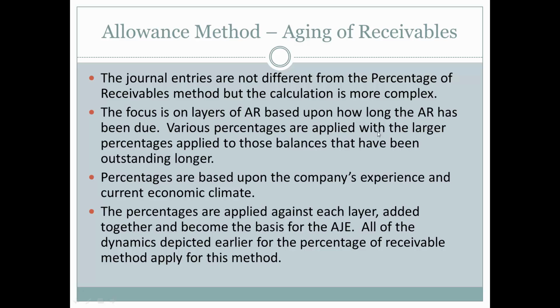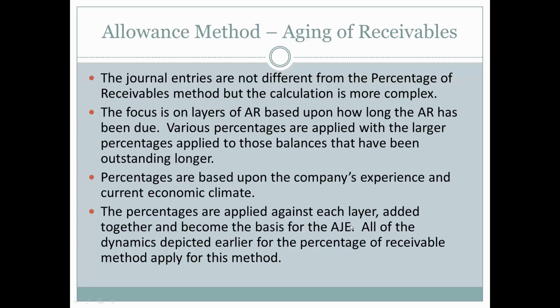Various percentages are applied, with the larger percentages applied to those balances which have been outstanding longer. These percentages are based upon the company's experience and current economic climate. The percentages are applied against each layer and added together and become the basis for the adjusting journal entry.